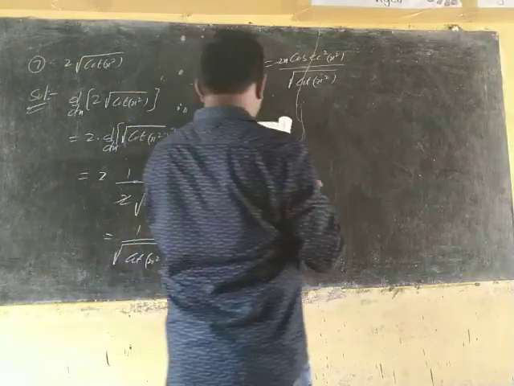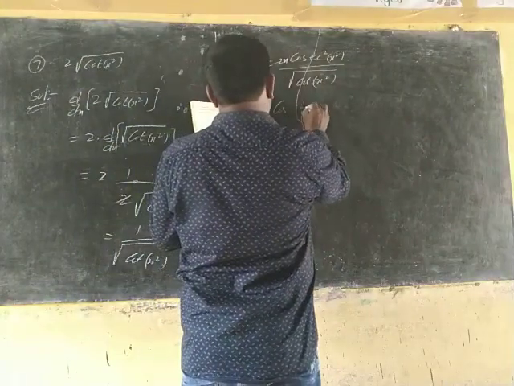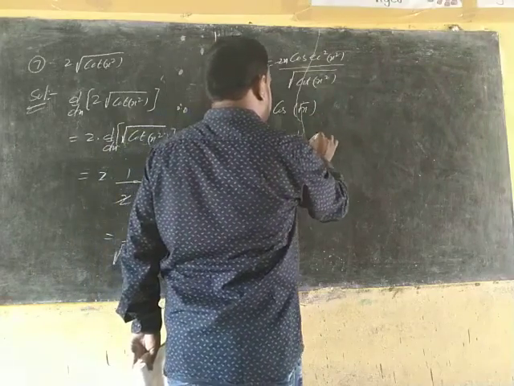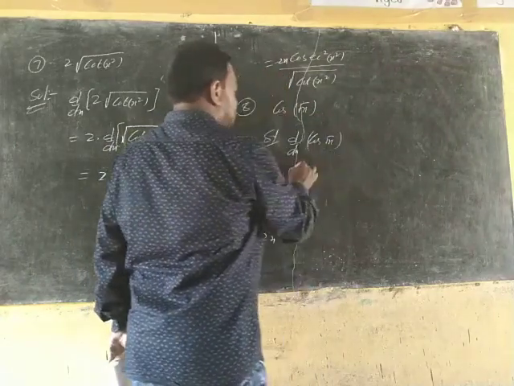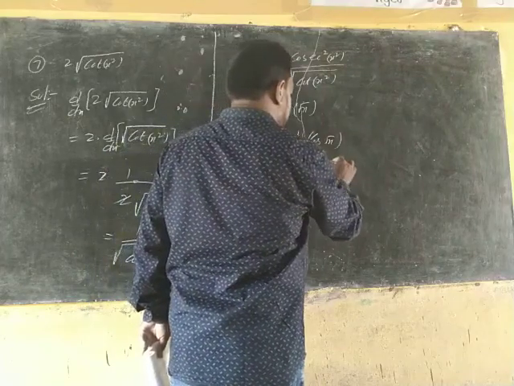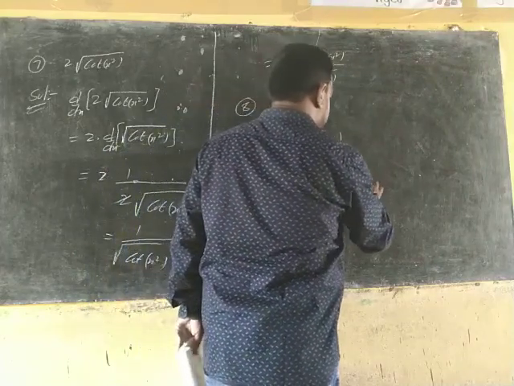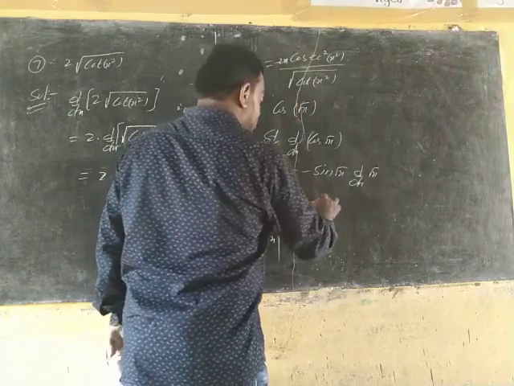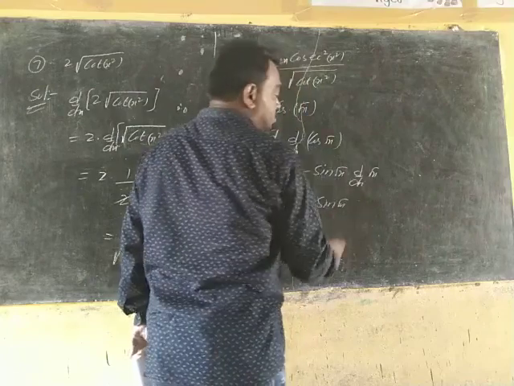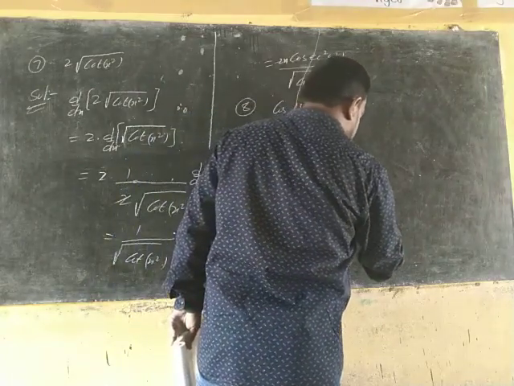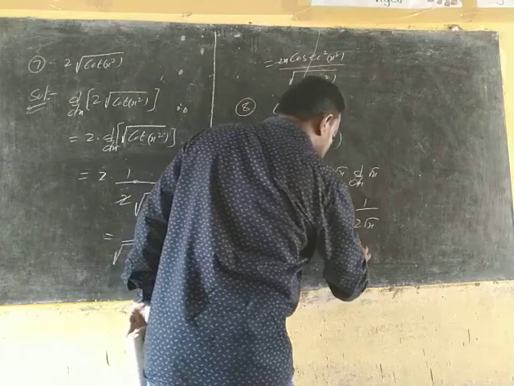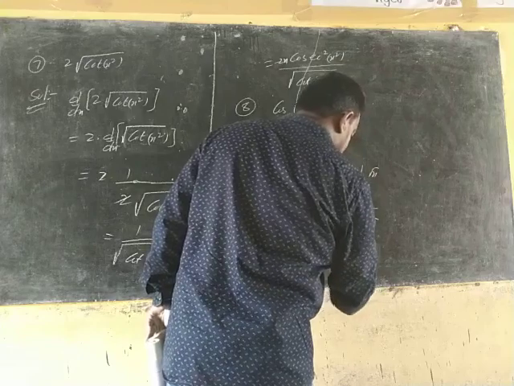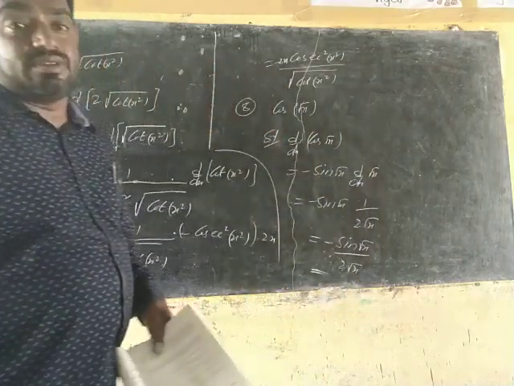Next, 8th question, cos of root x. Solution, you see, d by dx of cos of root x. Cos function derivative is minus sin root x. Next to that, derivative of root x, so we are taking the derivative. Now minus sin of root x into root x derivative 1 by 2 root x. So this is equal to minus sin of root x by 2 root x is the answer. This is the 8th one.